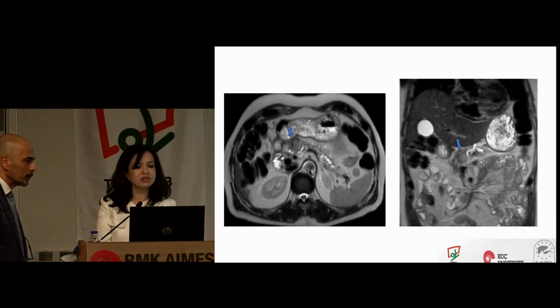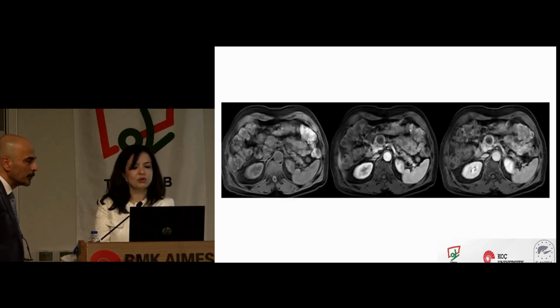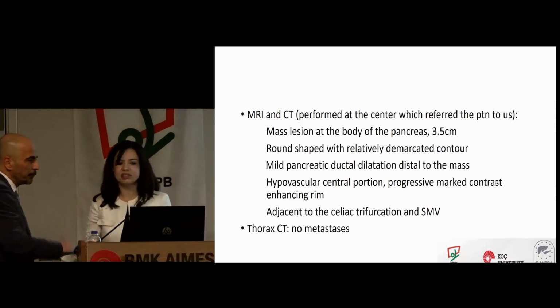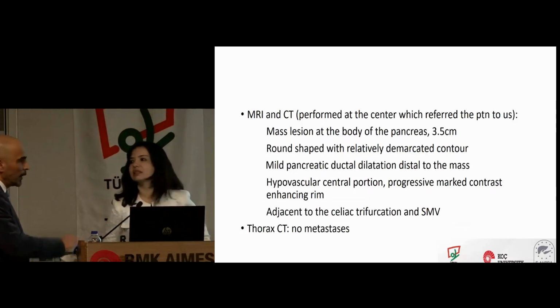And these are the outside MRI images. On the axial T2 and coronal T2 weighted images, you can see pancreatic ductal dilatation and the demarcated mass lesion, which is not typical for classical PDAC. After contrast administration, MRI again showed peripheral rim-like progressive enhancement in the lesion. And there was no thoracic metastasis.